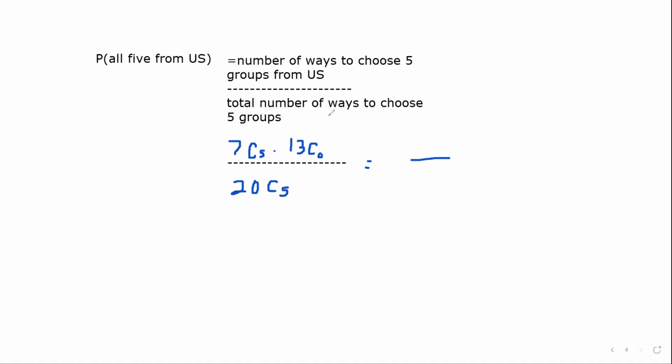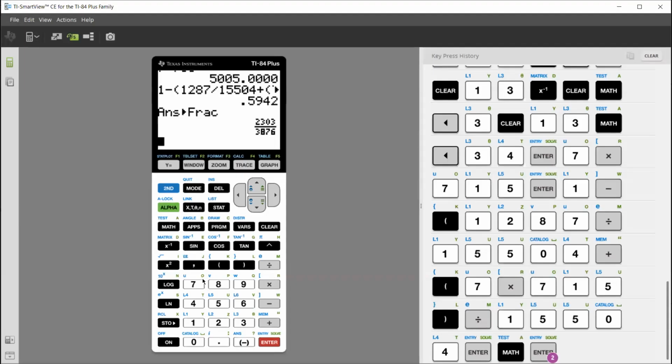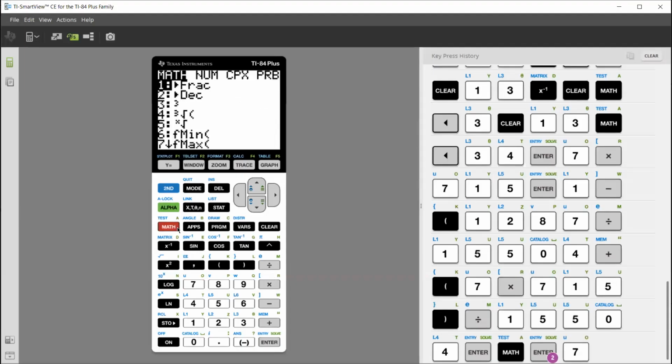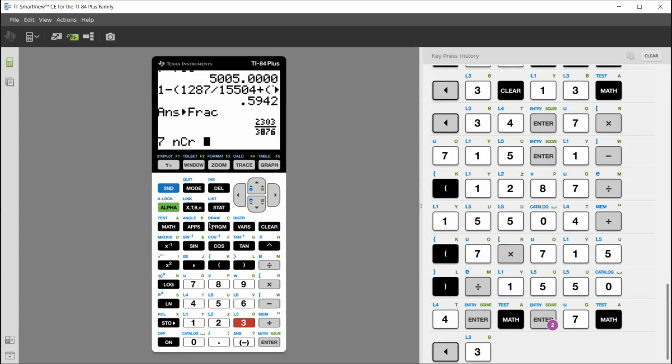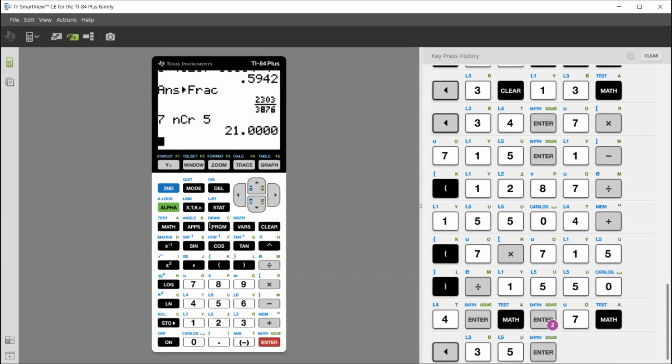Questions about this so far? No? Okay. So let's take a look at that. We have 7 choose 5. In math, probability, and CR 5, 7 choose 5 is 21.